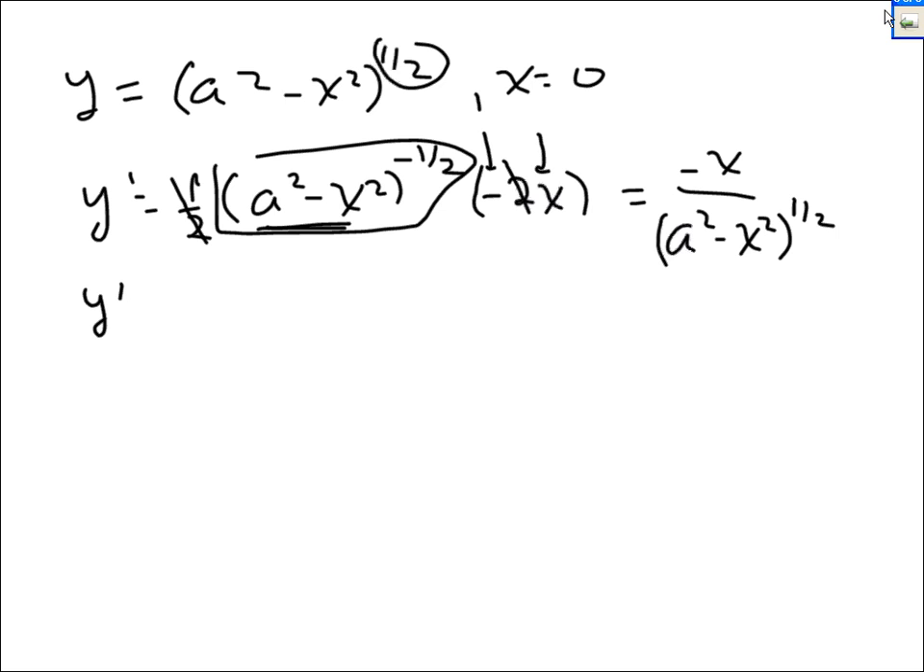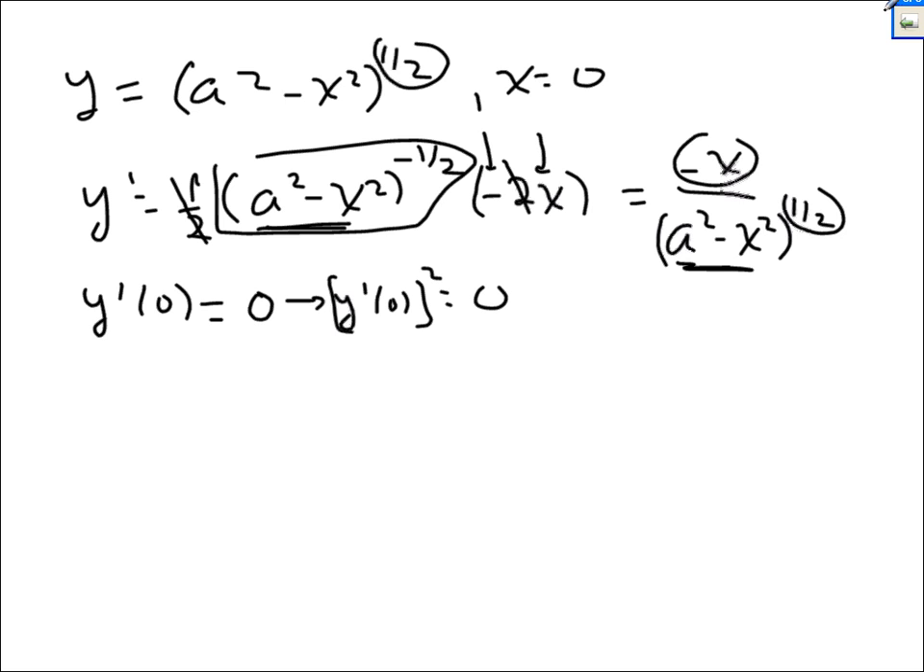So now y prime of 0, well, it's going to be 0. The bottom is going to be a squared to the half, which is not 0. But the numerator is 0. So y prime at 0 is 0. So that's one piece we need. Now let's go and take the second derivative. I'm going to take this from here, but I'm going to factor out that negative sign. Y double prime is negative.